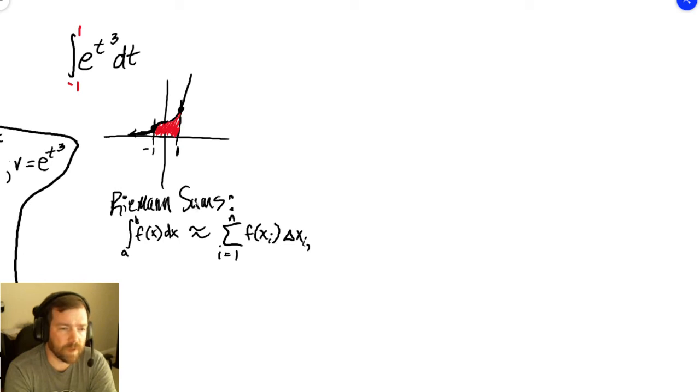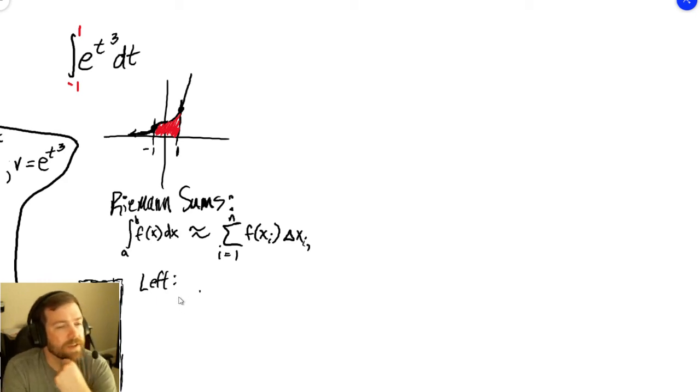In the case of Riemann sums, we can look at it from either the left perspective, the right perspective, or a midpoint perspective. We can do any of those three. The left Riemann sum is basically going to say that we want a sum where the x sub i's go from 1 to n, or you could argue we could let them index instead from 0 to n minus 1.